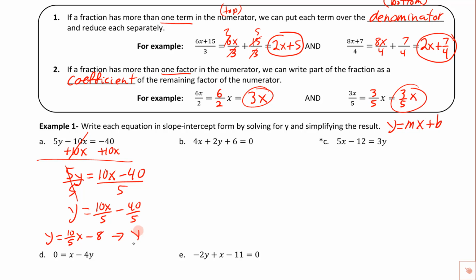So the best way to write this would be, after we apply both of those properties of fractions, break it into 2 separate pieces for each one of the terms in the numerator, and then pull that 10 over 5 out front. We're going to end up with this. 10 divided by 5 is 2 minus 8. And that right there is the answer.